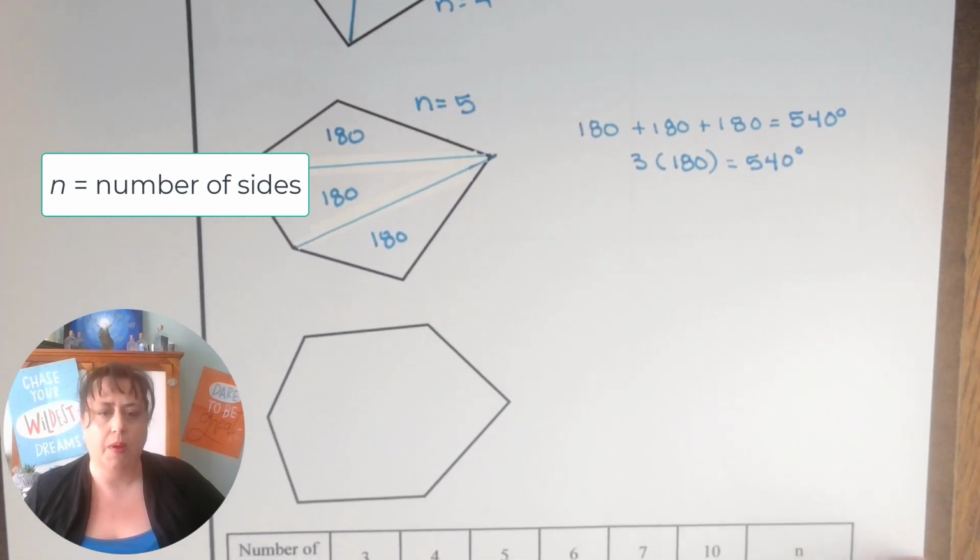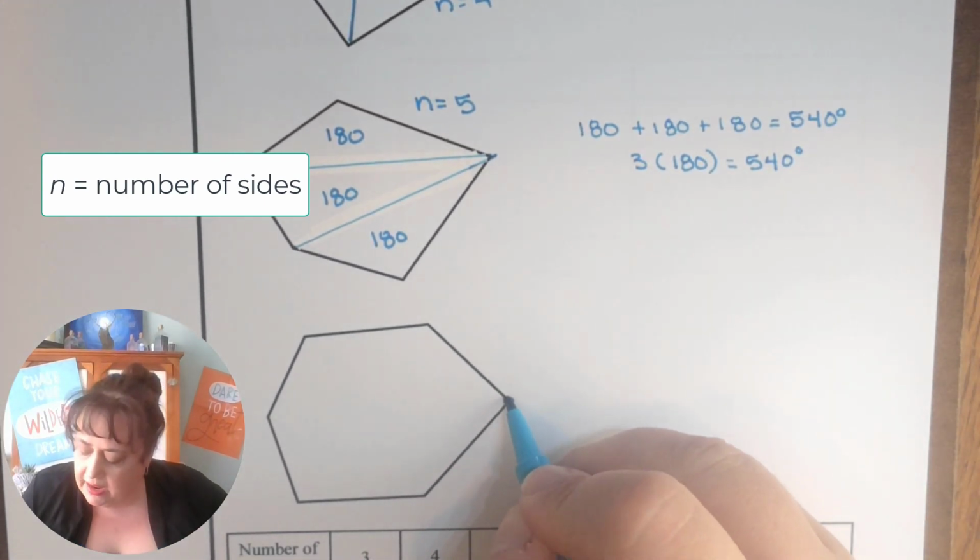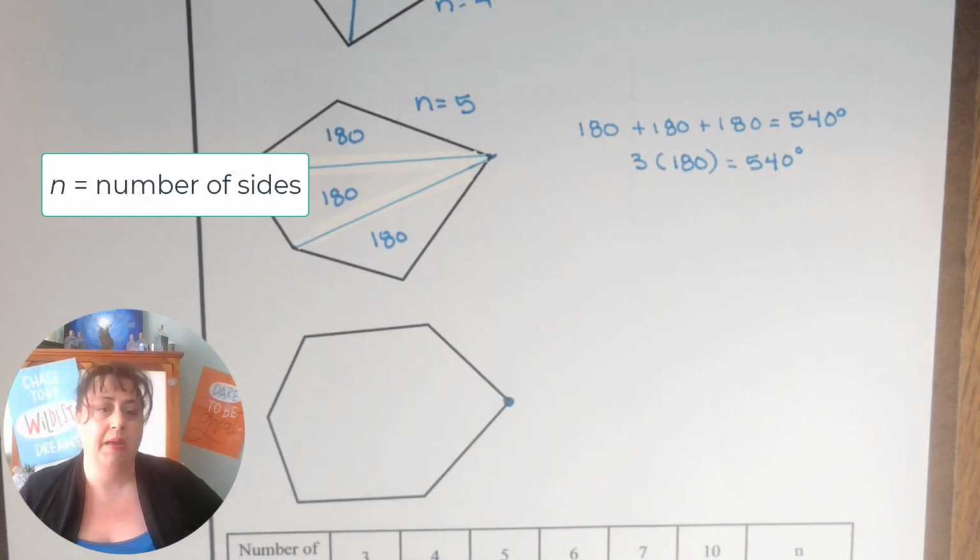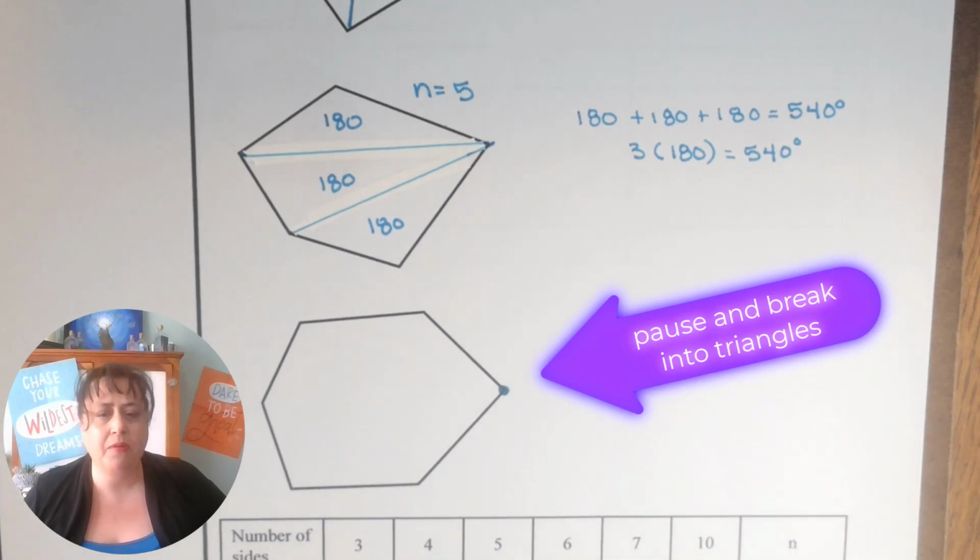So in this very last one, I'd like you to use this as your vertex that you'll have more than one line coming from. And then I'd like you to make triangles. I want you to go ahead and do this one on your own and then come back.